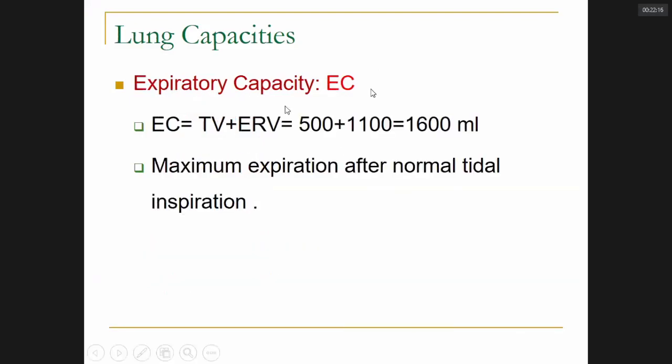This is your expiratory capacity, beta. This is the sum of TV and ERV because it is expiratory. If we talk about it, expiratory capacity is measured by direct spirometry because there is no residual volume. Same is the case with the expiratory capacity. As there is no residual volume, this expiratory capacity is also measured through direct spirometry.